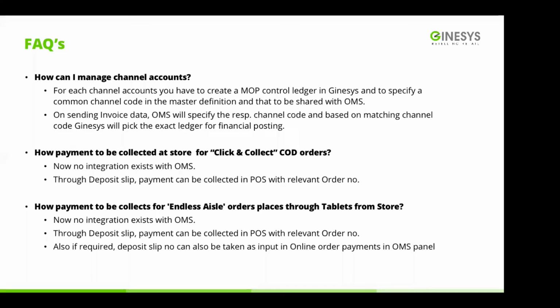Say, for example, if you want to create an e-com CC Avenue channel, right? If I want to segregate my website orders into prepaid CC Avenue orders and COD orders, then I need to create two different MOP control ledgers. One for CC Avenue, the second one for COD, because COD payments I'll get from the 3PL channels, the logistic partners. I can assign two different channel codes, and I have to share those channel codes with the OMS partner.